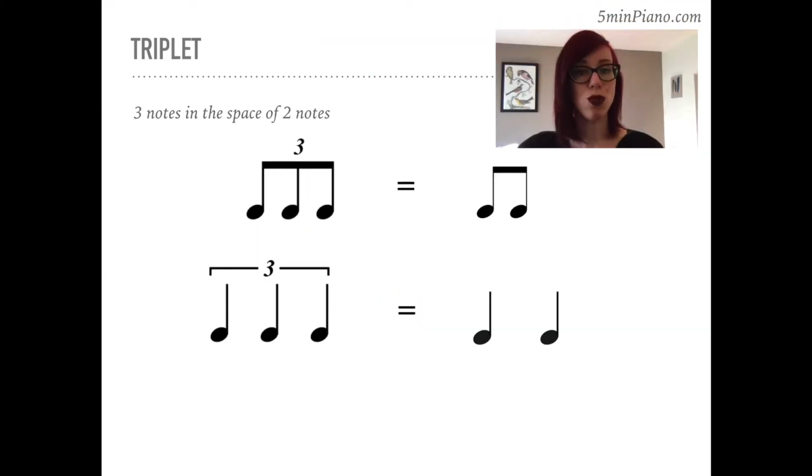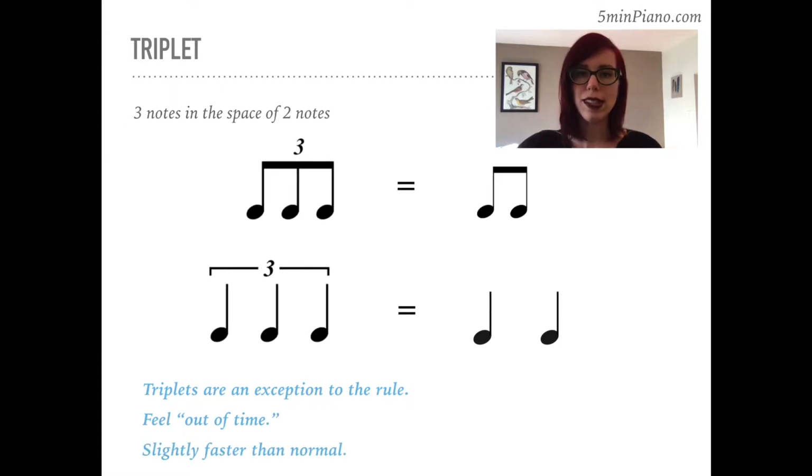A triplet is 3 notes in the space of 2 notes. For example, 3 eighth notes taking up the same amount of space in a measure as 2 eighth notes normally would, or 3 quarter notes in the space of 2. Triplets are an exception to the rules of rhythm. They can feel out of time. They go slightly faster than normal eighth notes or quarter notes.